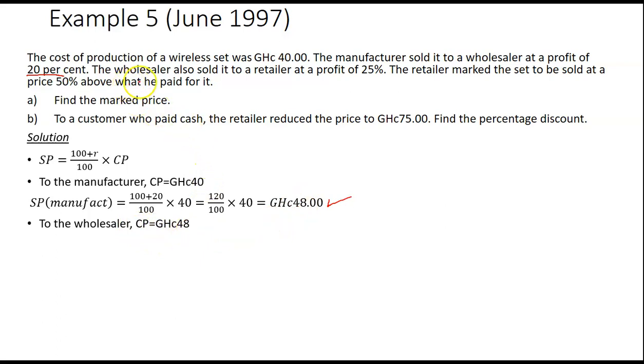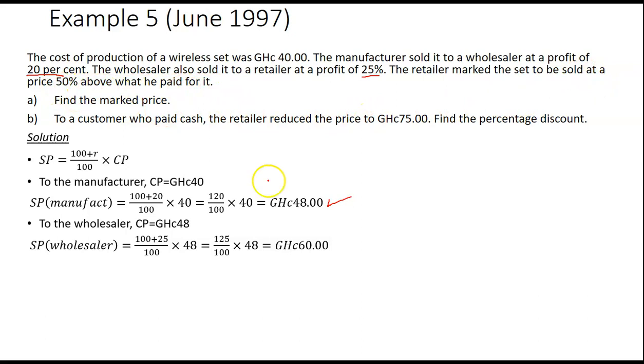Now, when we read further, they said the wholesaler also sold it to a retailer at a profit of 25%. So to find the selling price of the wholesaler, it should be 100 plus 25, over 100, times his cost price, which is 48. So that also gives you 60 Ghana cedis. Are you following? Now, the retailer marked the set to be sold at a profit of 50% above what he paid for it.